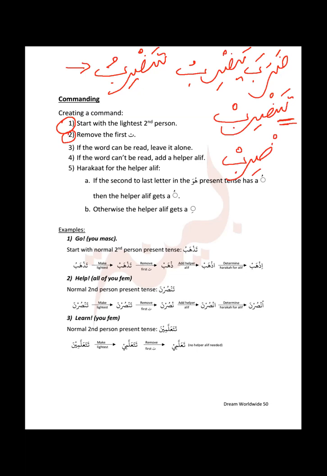Now, if we can read this word by itself, then we have reached the command. We do not have to take other steps. But as we know that we cannot read a word that starts with sukoon, so then we need a helper alif. We add the helper alif, but of course there is no haraka on the helper alif yet, and we need a haraka to be able to read the word. So how do we determine what the haraka is?